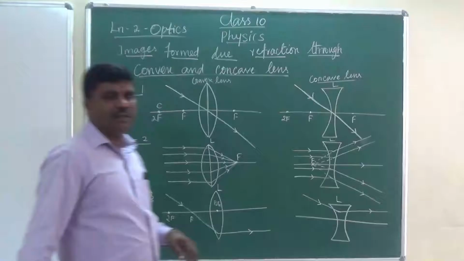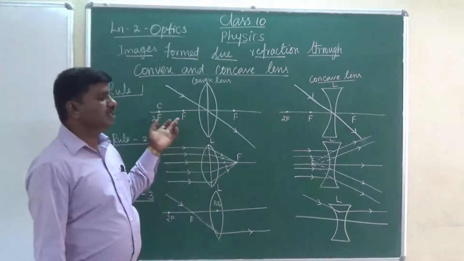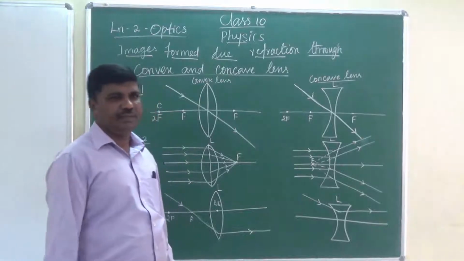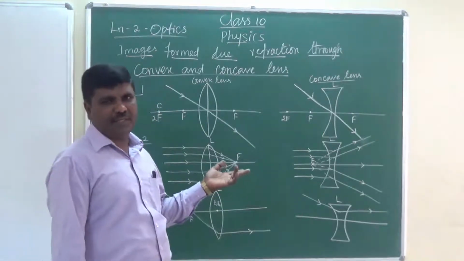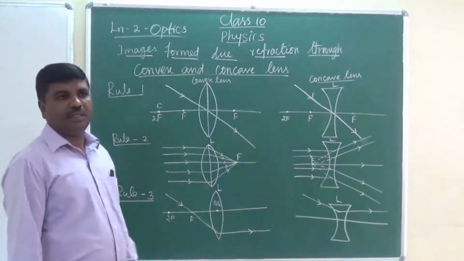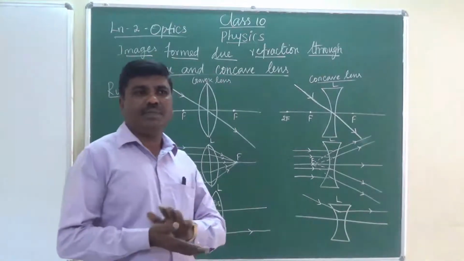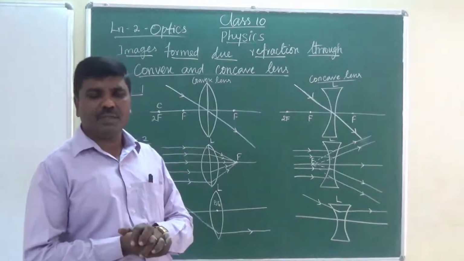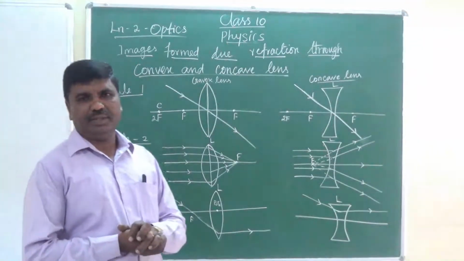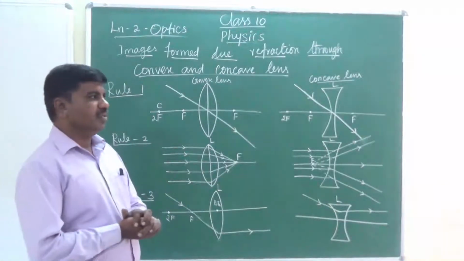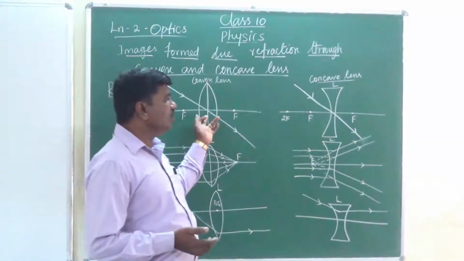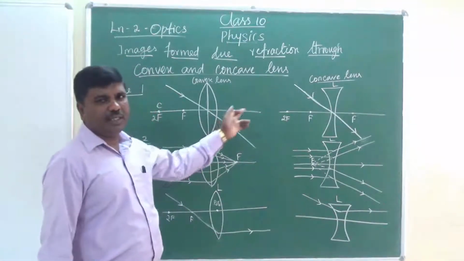Okay, students, before we saw the different types of lenses, concave and convex. Now, by using the convex and the concave lens, we are going to see how the image is forming and how the light rays pass through the lens and how the images are formed. Here, for rule 1, we are using both the lenses, convex and concave.